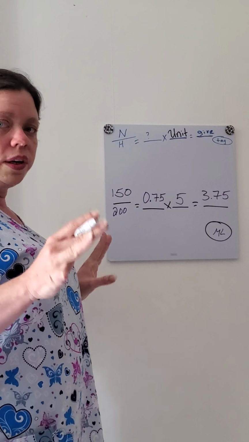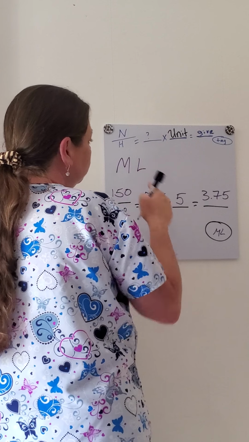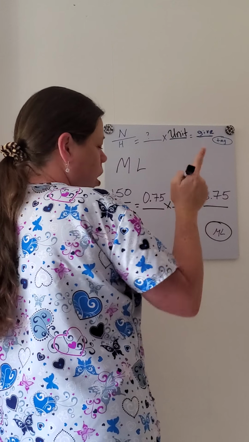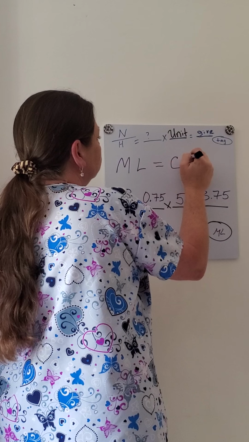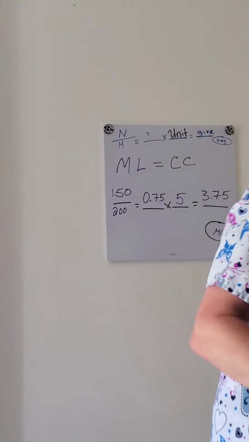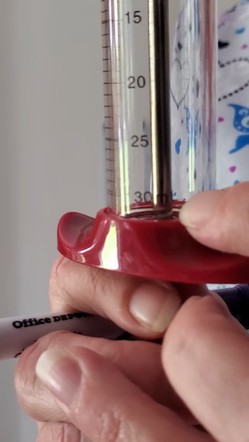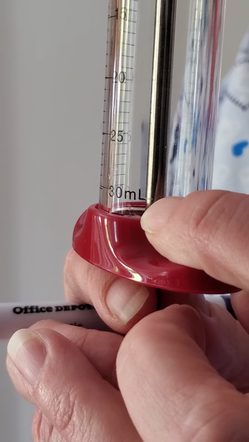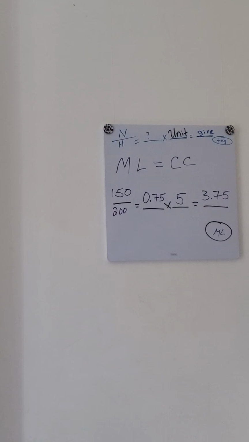One more thing I want to point out is ml. When we see it on the assignments, it's always written as ml. But on some of your syringes, you might see the increments marked as cc instead of ml. Again, I'm going to show you this one because here it says 30 ml. I hope you can see that, 30 ml, right? But on a lot of syringes, it says cc instead of ml.